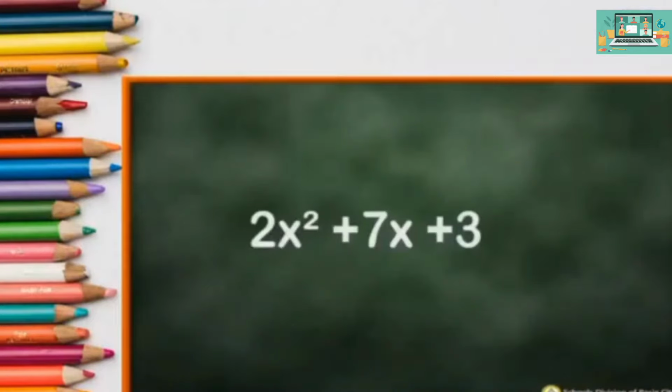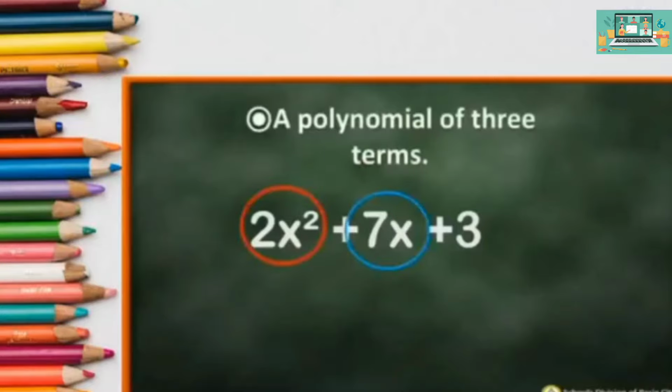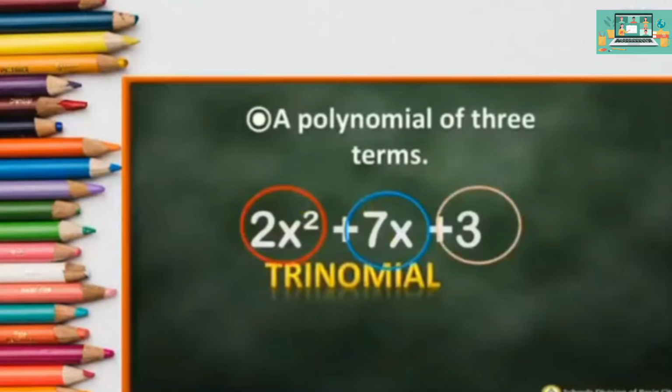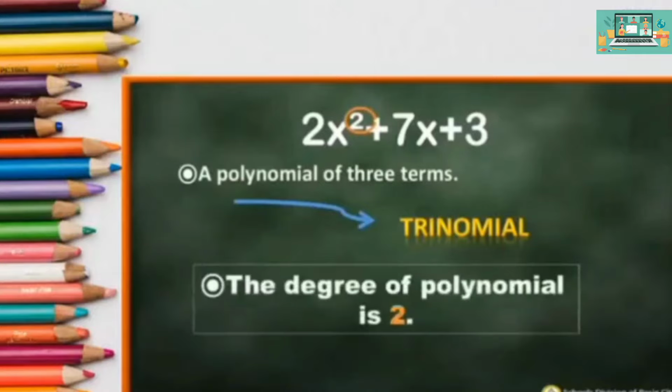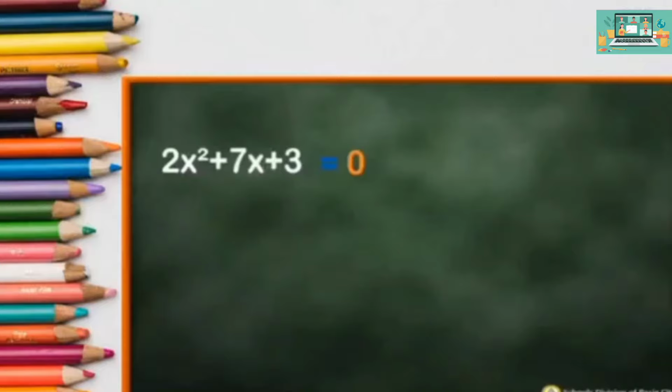In your previous years, you encountered a polynomial like 2x squared plus 7x plus 3. What do you remember about a polynomial like this? We know very well that a polynomial with 3 terms is called a trinomial. As you can see, our polynomial is raised to the second power. We therefore say that the degree of the polynomial is 2. Let's equate our polynomial to 0. Since an equal sign is already present, we now call this a polynomial equation.